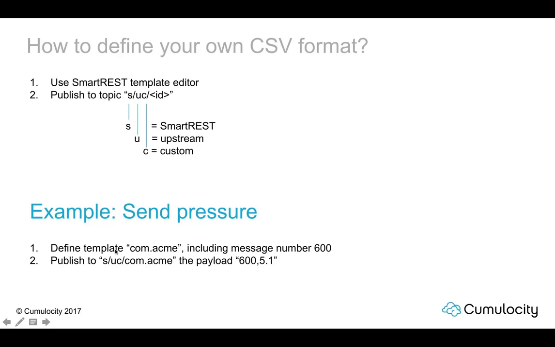So as an example, you want to send pressure information. Let's say you have a compressor, and the compressor deals with pressure. You want to monitor that and send it in a minimal way. You decide that it gets message number 600, and the templates are stored under com.acme, which you do in the Smart REST template editor. We will do that in a second, and afterwards we publish to the subject the payload 600 and then the value 5.1 bar, for example.